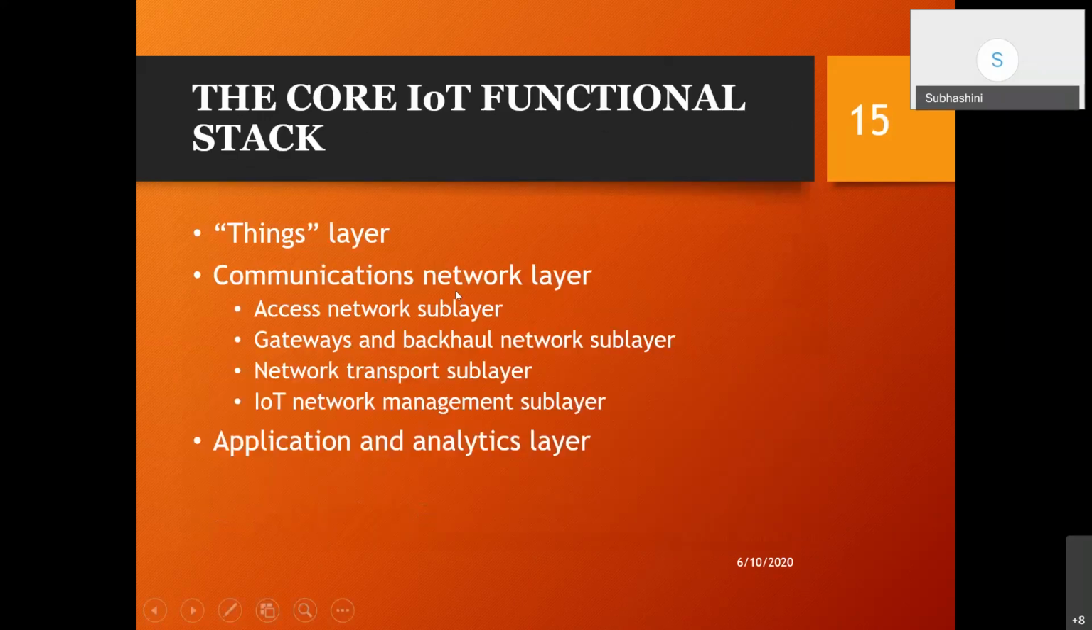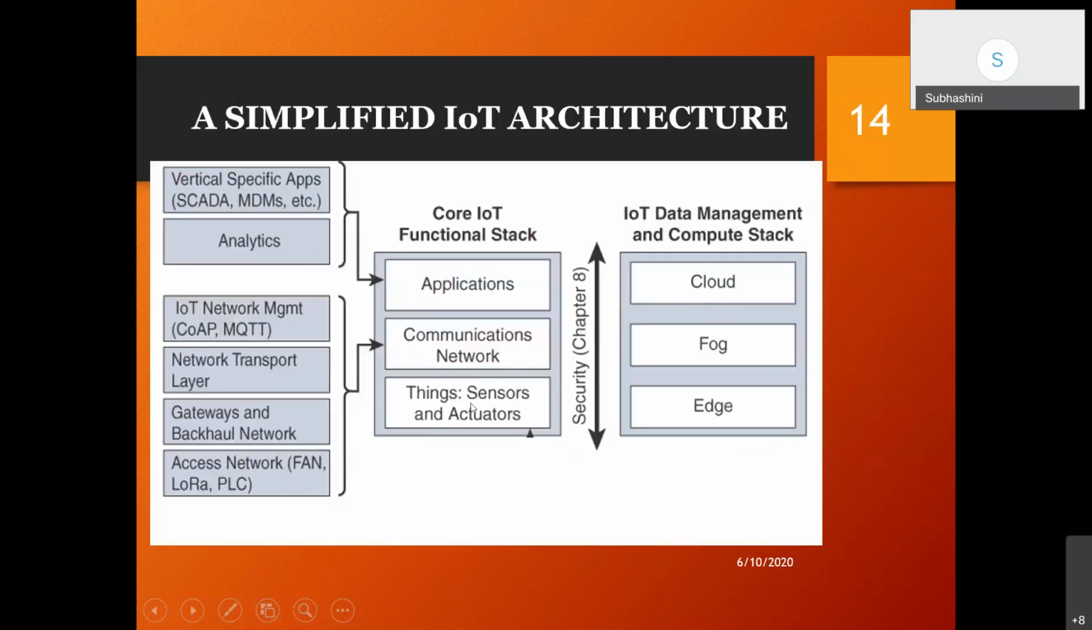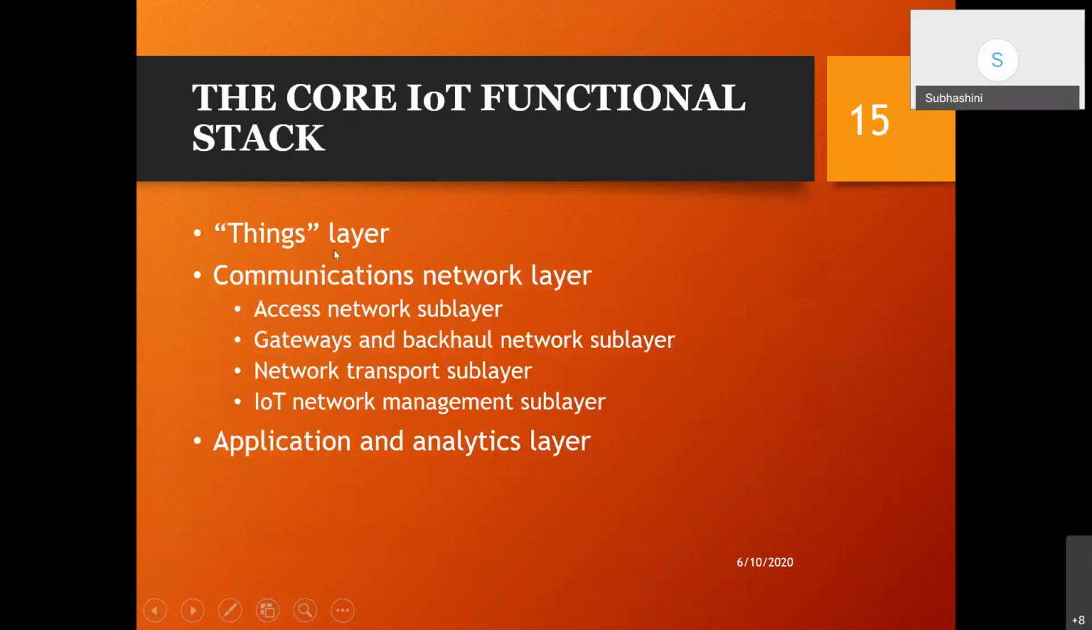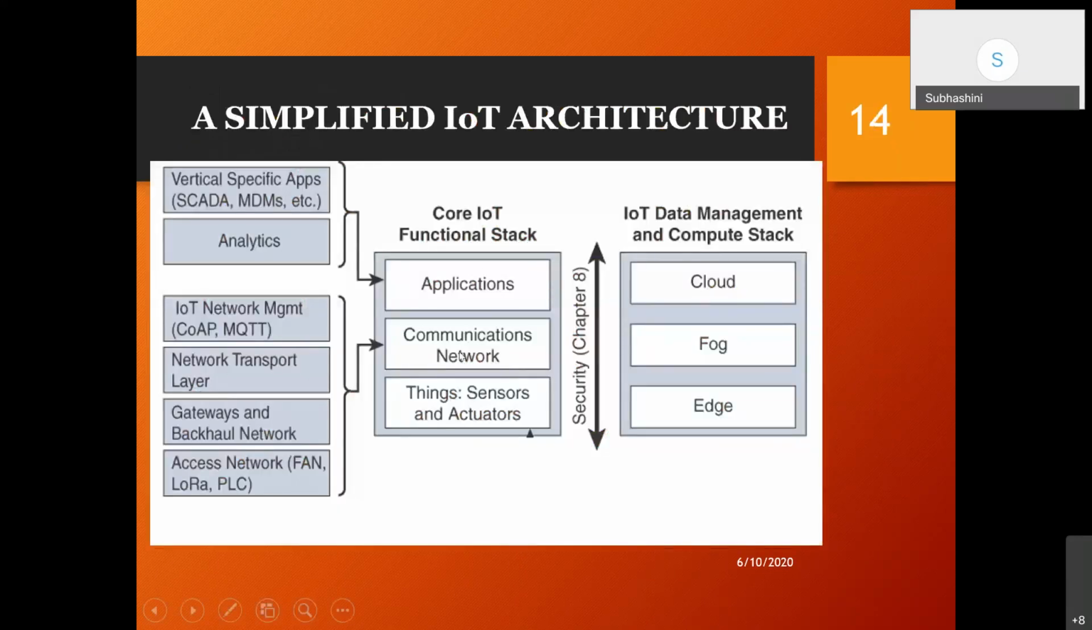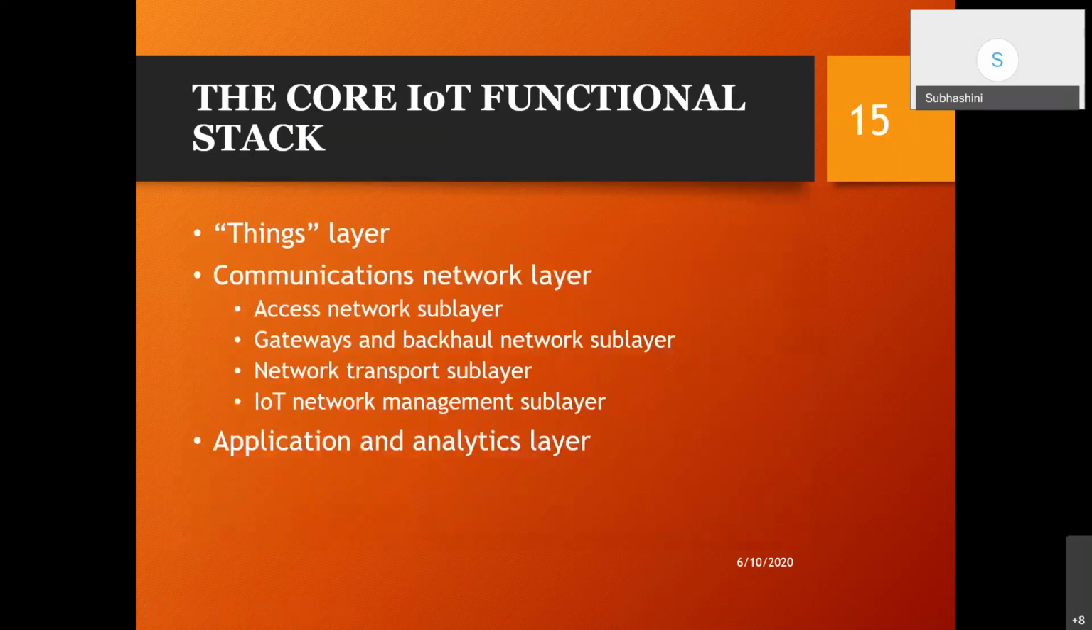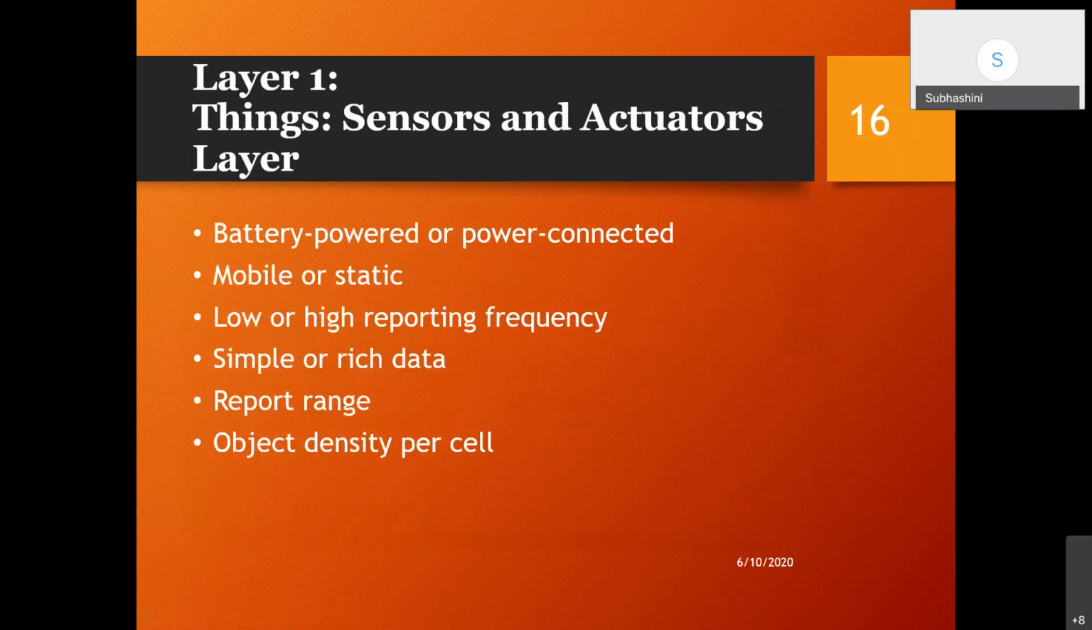Okay, first layer. What is the bottommost layer? Physical devices. Definitely, we already discussed it. Things layer, what do they do? Things layer is nothing but the physical layer things. So things differ in their structure, shape, and functionality. Same description. Coming to the communication network layer, please observe that it is classified into four sub-layers. One is the network management layer, the network transport layer, gateways and backhaul networks, and access networks. See, you'll find four types of networks, not just one network. Please observe that.